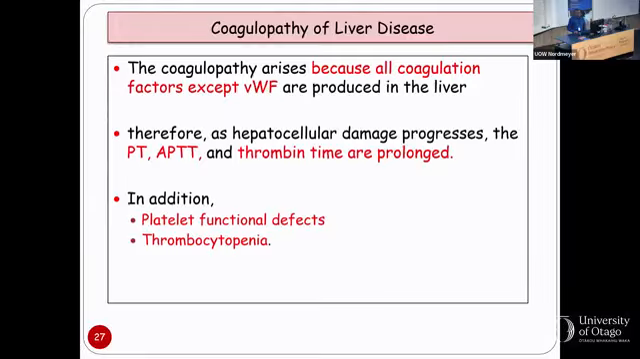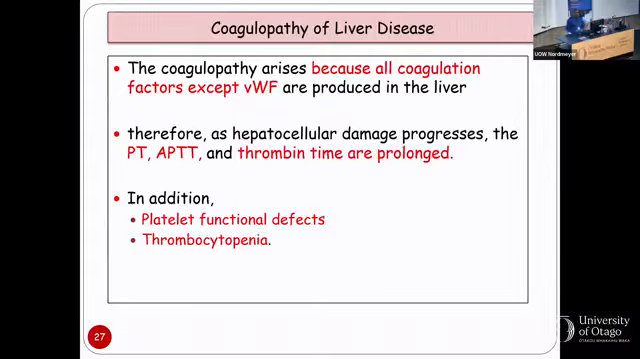Coagulopathy of liver disease. When there's chronic or terminal liver disease, synthetic functions are affected. As you recall, the liver has a multitude of functions. One of them is synthetic, making proteins and so many other things. So the liver is responsible for making all of these coagulation factors except von Willebrand factor, which is produced in endothelial cells, platelets, and those other places.